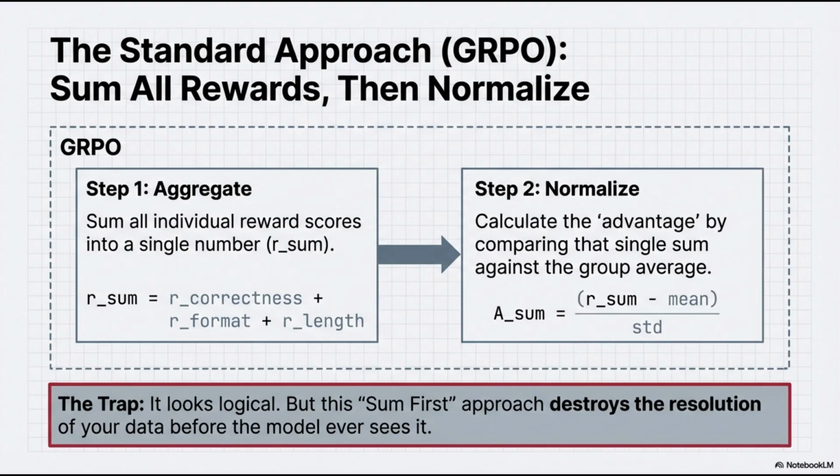Step 2 is normalize. This is where you calculate the advantage, your actual training signal. It tells the model which responses were better than average. You take that single reward sum, subtract the mean across all responses in your group, divide by the standard deviation. Classic Z-score normalization. But here's the trap. It looks logical, right? Sum first, then normalize. But this sum first approach and then normalize destroys the signal from individual data objectives before the model ever sees it. Let me show you exactly how.